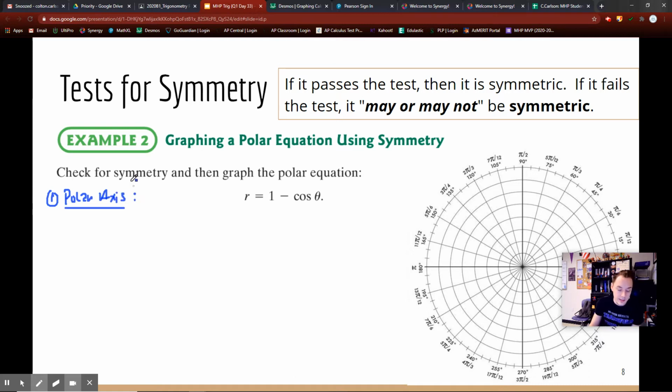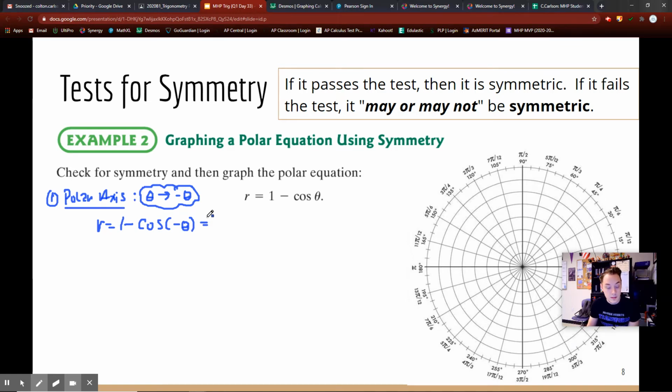My polar axis. Okay. This test says I'm going to take theta and put a negative in the theta. That's what it says. Okay. So let's test it out. It's r equals 1 minus cosine of negative theta.